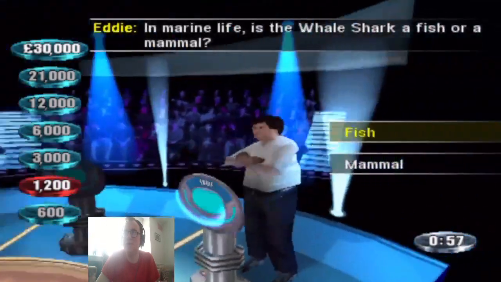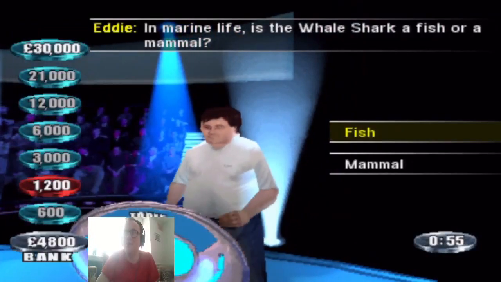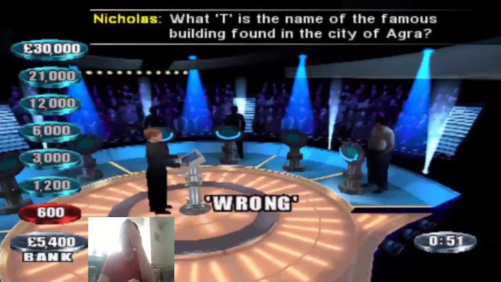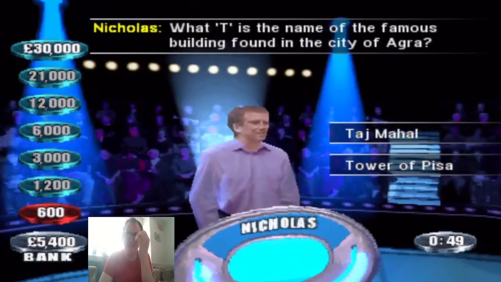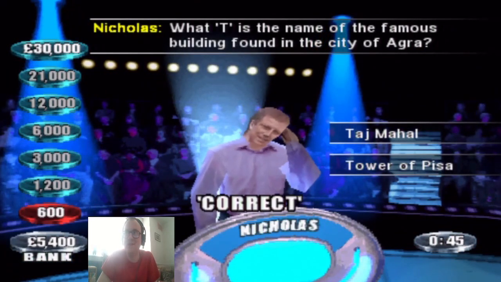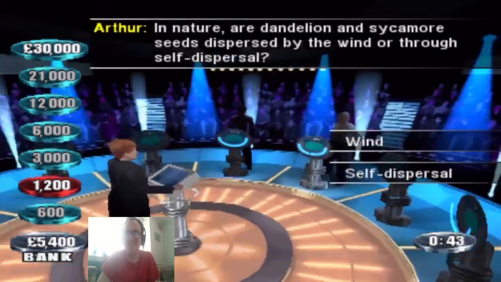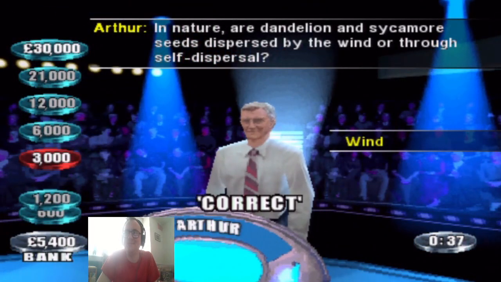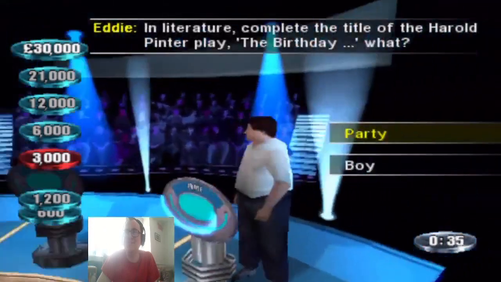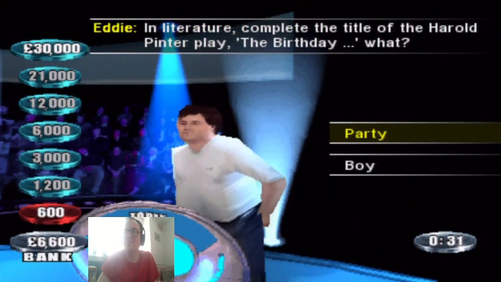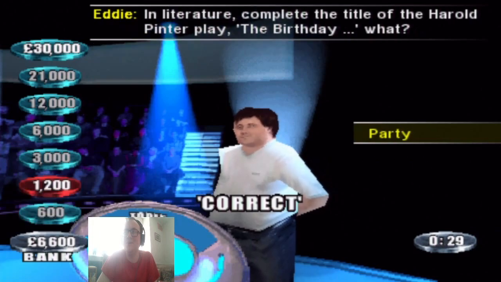In nature, marine life: is a whale a shark, a fish, or a mammal? Mammal? Oh no, god damn it. Which one of these, come on, Nicholas, Arthur, please get one wrong. Correct. Oh shit. In nature, which one of these is right? It should be the top one. Correct. No, this is not good. Which one of these answers is correct? The birthday party? Correct. Okay, right.